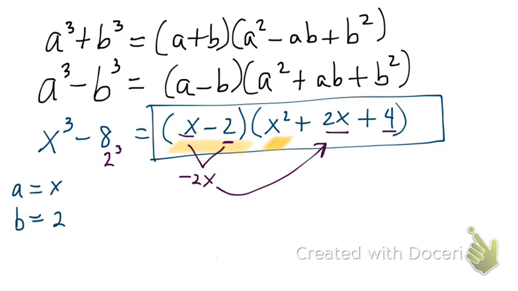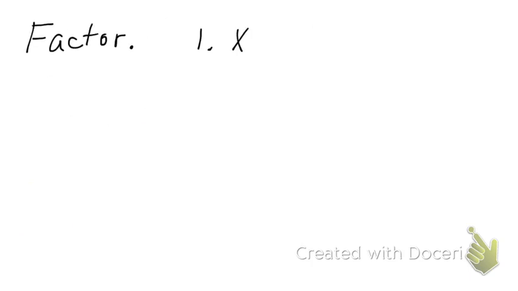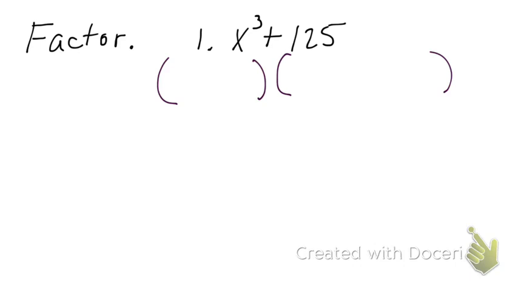So let's go ahead and look at some examples. If I want to factor x cubed plus 125, I know that I'm going to get a binomial times a trinomial just from experience. So I ask myself, what do I cube to get x cubed? Well, that's just x. Before I ask what I cube to get 125, I want to use the same sign, so it's going to be plus.